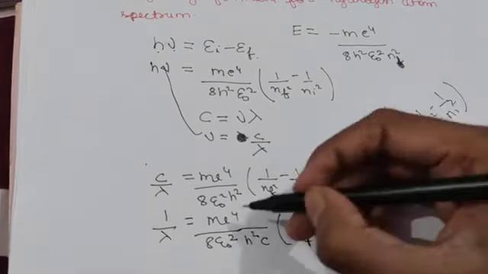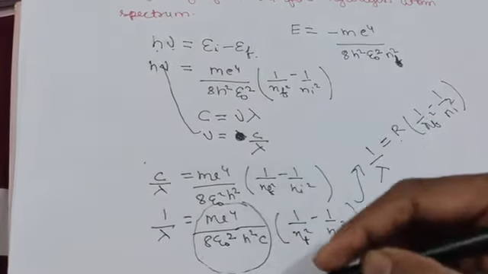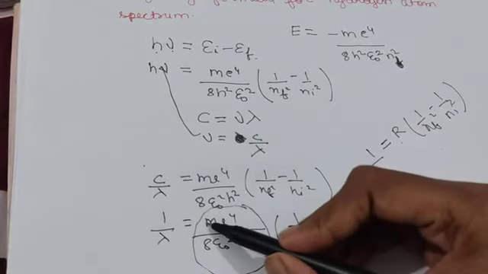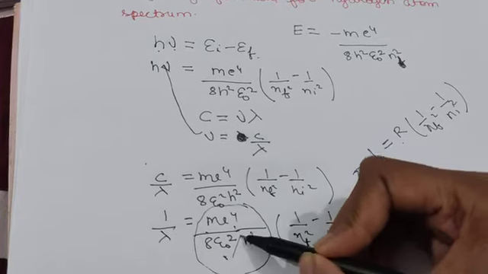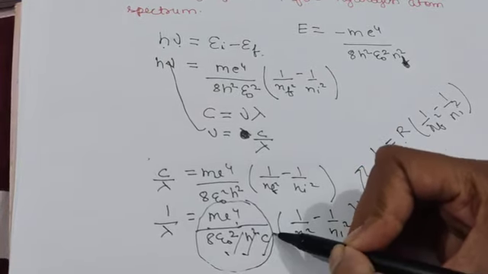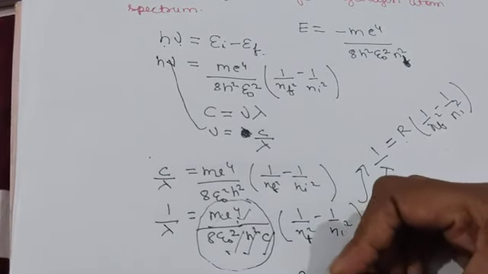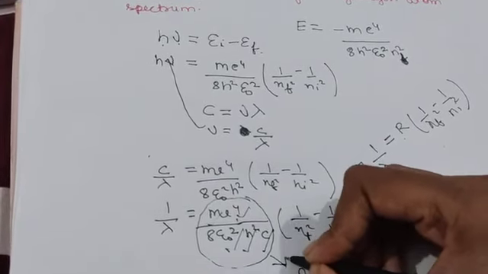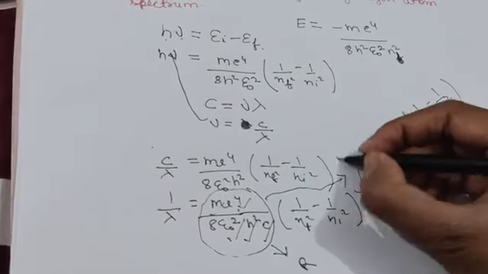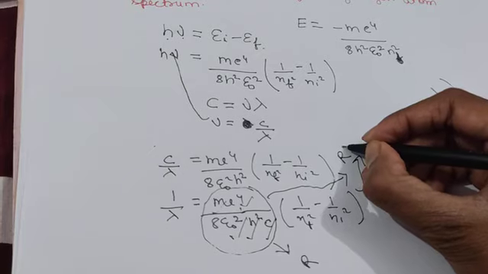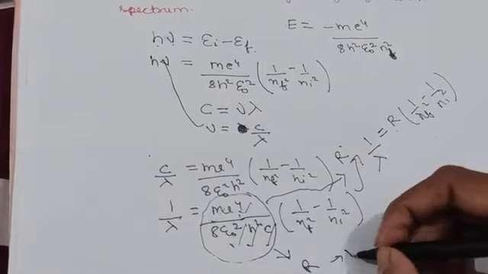So what is R? R is this constant number. Putting in all the constant values, like the mass of the electron, the charge of the electron, absolute value, the Planck constant, the speed of light, you get R. This is the Rydberg constant.